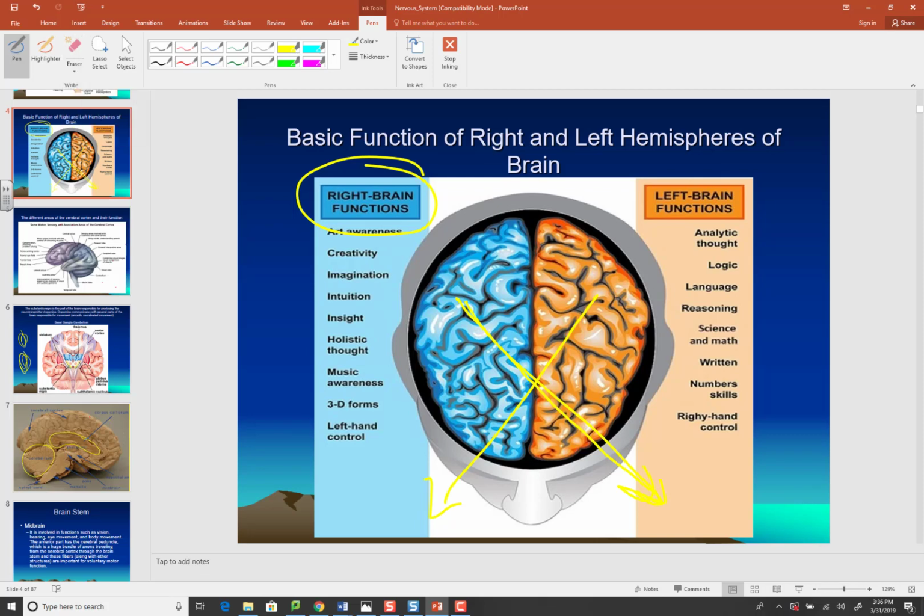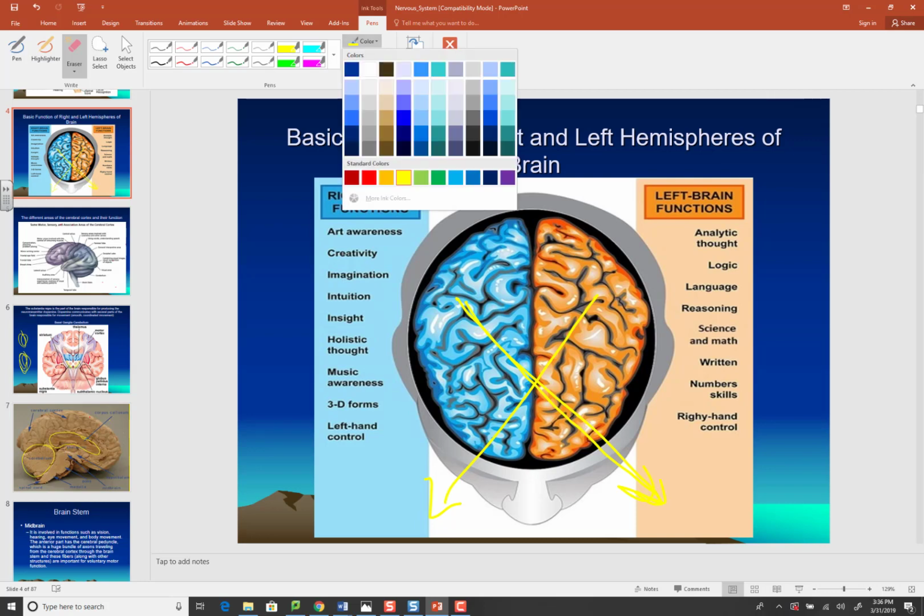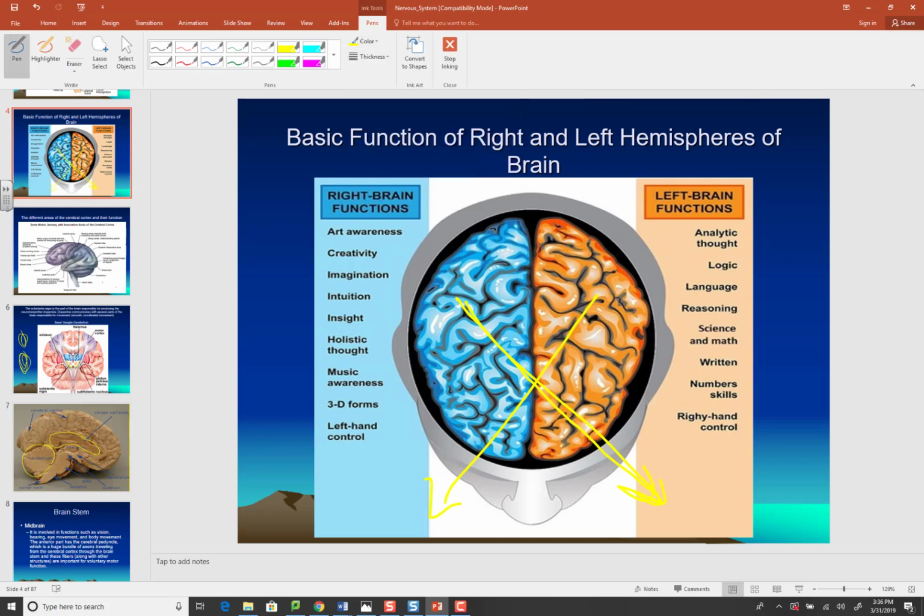And each hemisphere of the brain has some specific qualities that are unique to that hemisphere. And again, I don't want you to be able to list all this stuff, but understand that creativity, imagination, intuition, insight, music awareness, and left-handed control all come from the right side of the brain. So if you happen to be left-handed, then you are referred to as being right brain dominant. And people who are left-handed, on average, tend to be more creative and insightful than people who are right-handed.